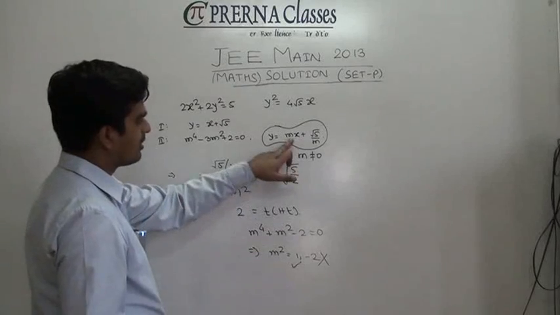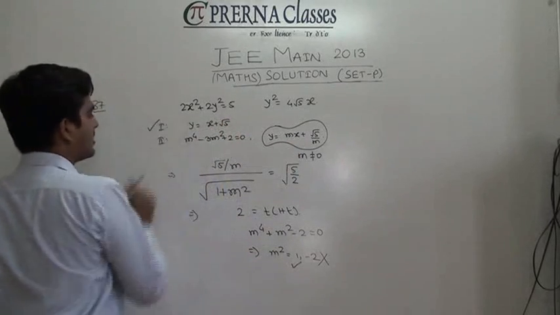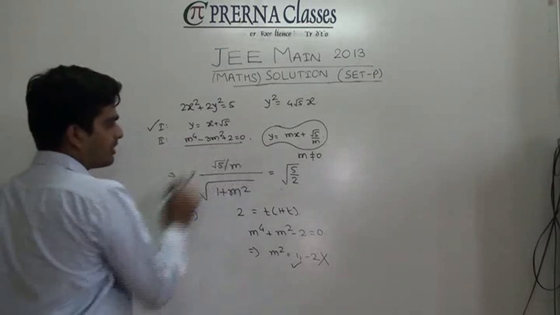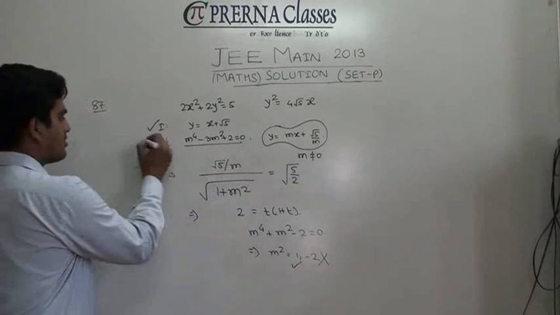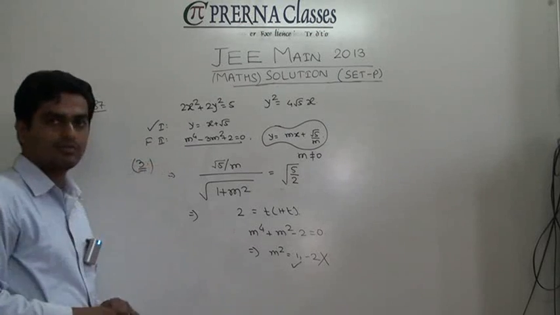If I take m as 1, you can check this line matches with this line, so the first statement is a correct statement, but the quadratic given in that is not matching with it, so this is a false statement. So the third option is the correct answer for that problem.